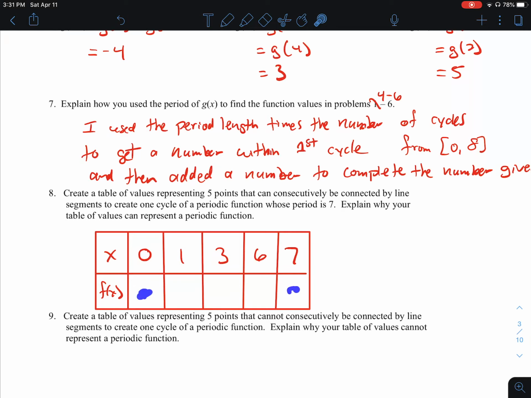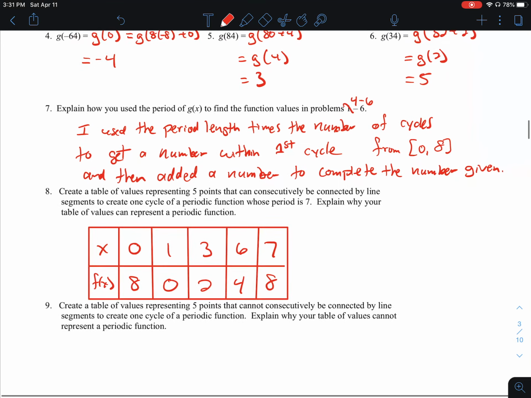This first number and this last number have to be the same. So let's say that I choose 8 for those. These numbers in between can be whatever you want them to be, essentially. Let's say that I choose 0, 2, and 4.